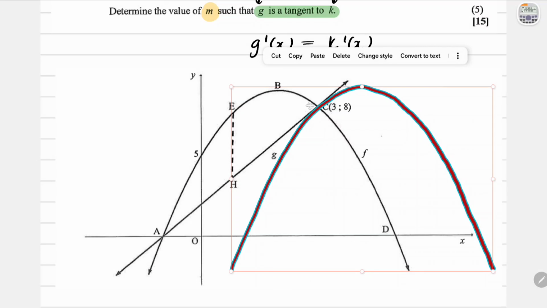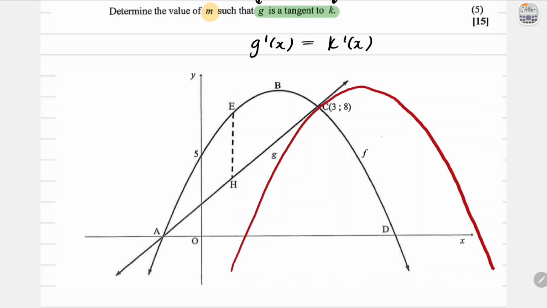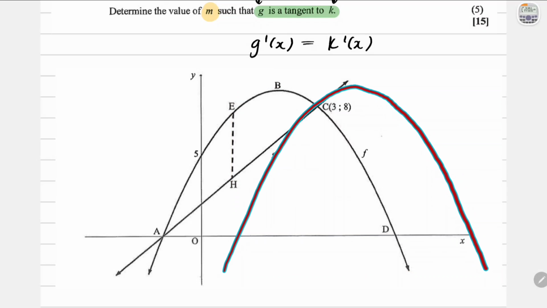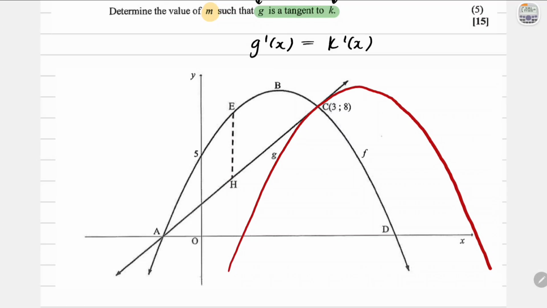Do you see how it is touching? Now, of course, the diagrams are not necessarily drawn to scale. So I can't just say, oh, it's a tangent here. I don't know yet. I have to find out. Okay, so that's basically what they're saying happens. The graph of K gets translated. Clearly, it's been shifted to the right, and then it becomes a tangent to the graph of G.